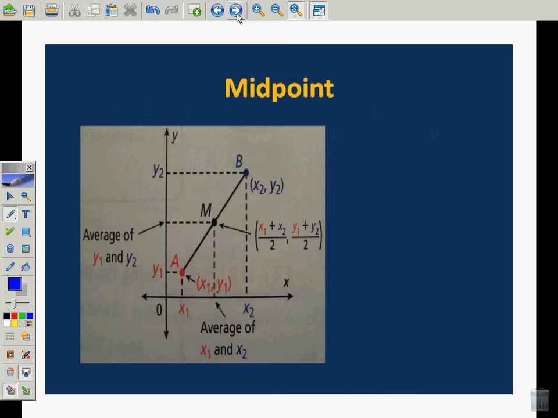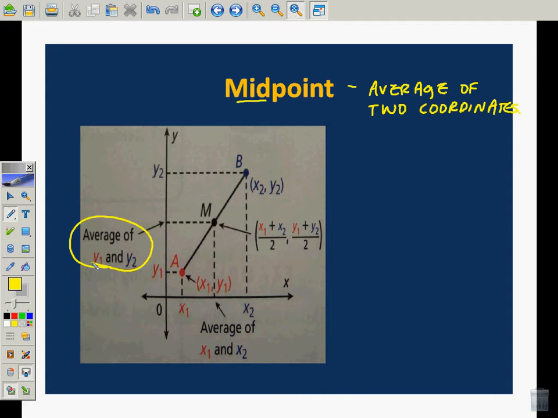Okay, so the midpoint formula, here's something for you to write. Before you write down this formula, I want to point something out. If we think mid, we should be thinking about the middle. So it's going to be the average of two coordinates. Now, notice they've already done that. They've said it's the average of y2 and y1, average of x1 and x2.